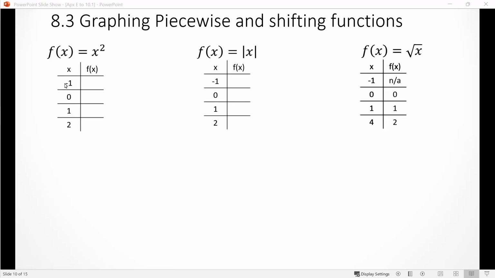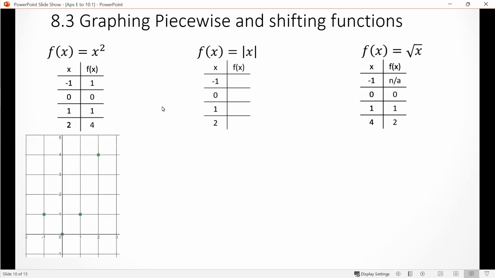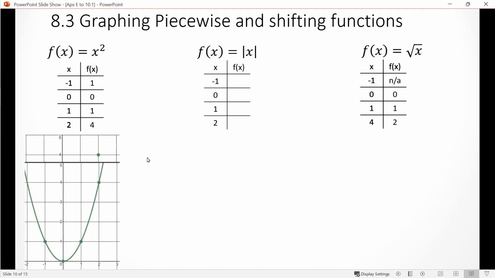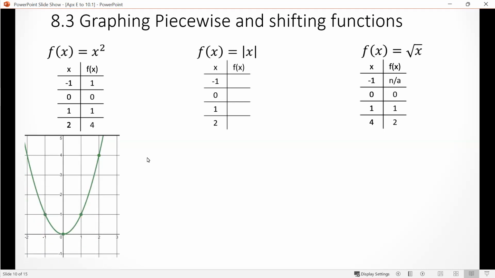So if we plug in these 4 values for x, we end up getting these 4 corresponding values for the output. When we plot those 4 points, it looks like this, and indeed we did include the vertex of our parabola. We can connect the dots, and it looks like a parabola with a vertex at 0, 0.